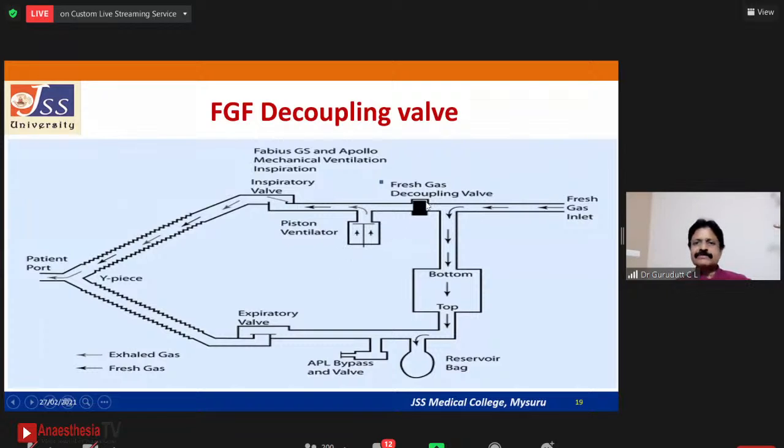This fresh gas flow decoupling valve will open during expiration, so that the expired gases will pass through the canister and enter into the reservoir bag. In the meantime, the piston ventilator is creating a negative pressure and taking the fresh gases also from the reservoir bag. That's how the fresh gas flow decoupling valve will function.